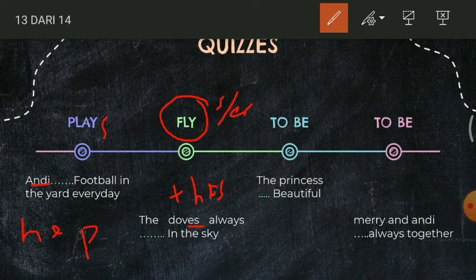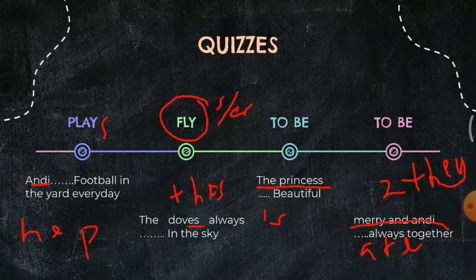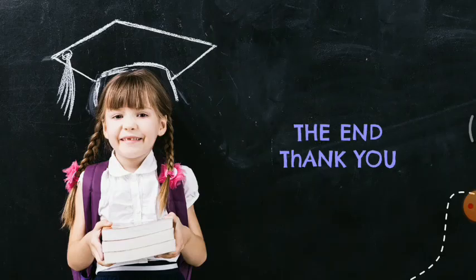And the next is: the princess is beautiful. The verb to be: Mary and Andy are two people, it means like they. So you have to use are. Okay, that's the quiz. The end.